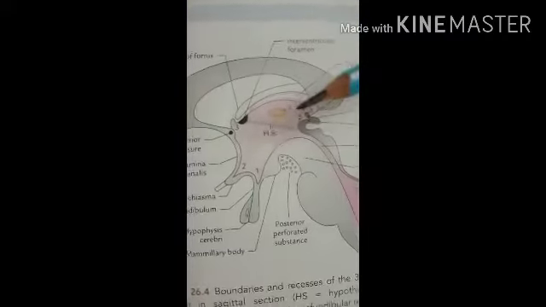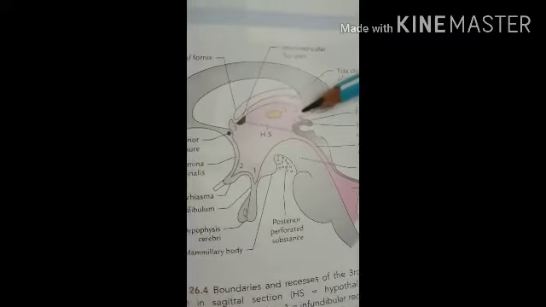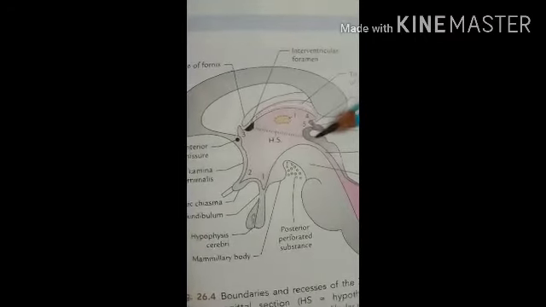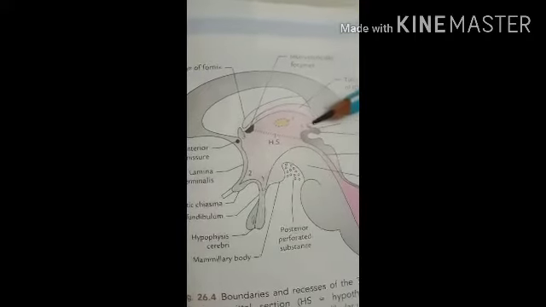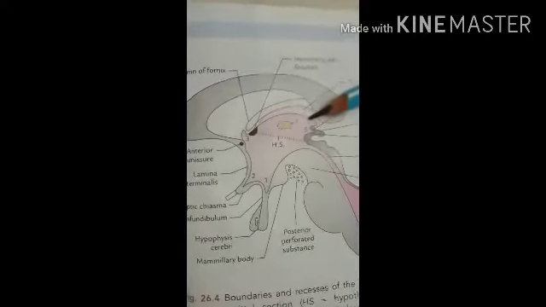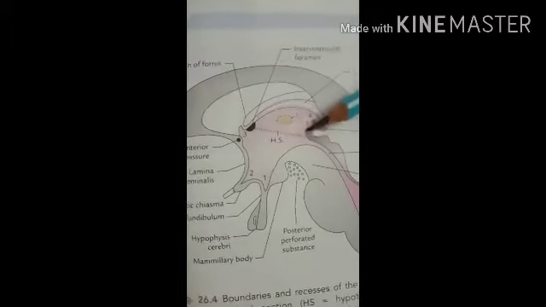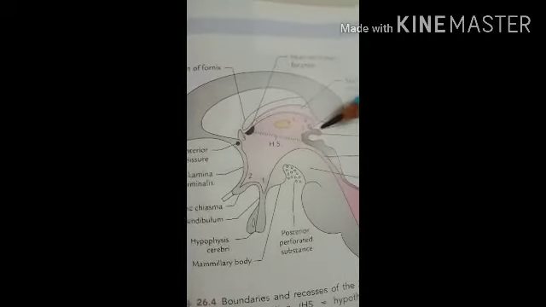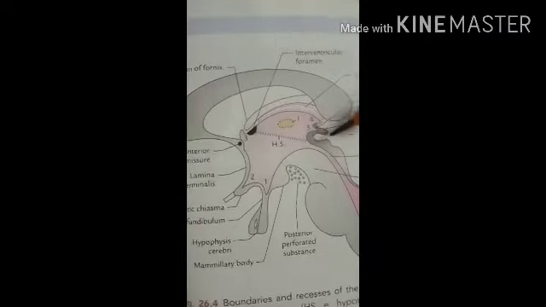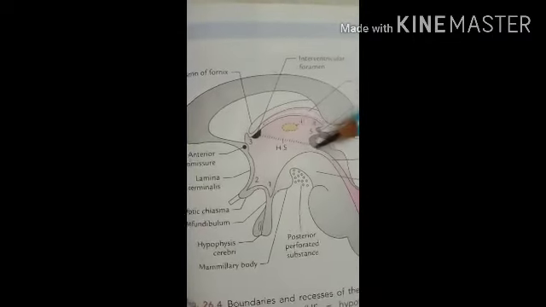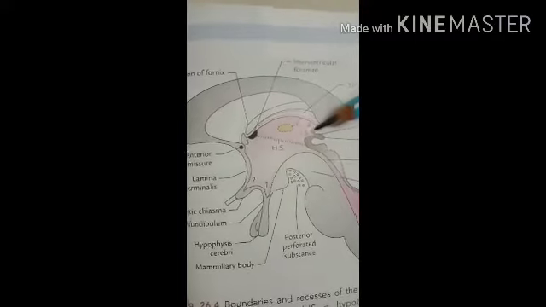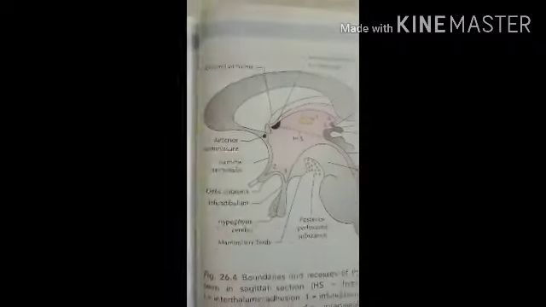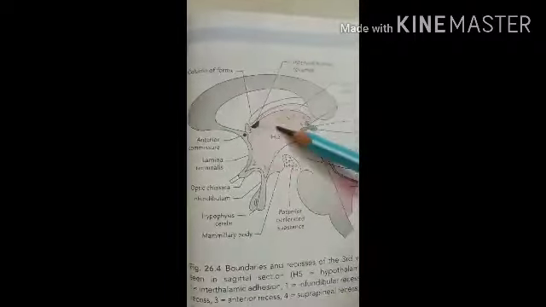Then the suprapineal recess. It is a blind diverticulum which extends posteriorly above the stalk of the pineal gland and below the tela choroidea. Then the pineal recess is this one. It is a small diverticulum which extends posteriorly between the superior and the inferior laminae of the stalk of the pineal gland. In this way, five recesses are related to the third ventricle.